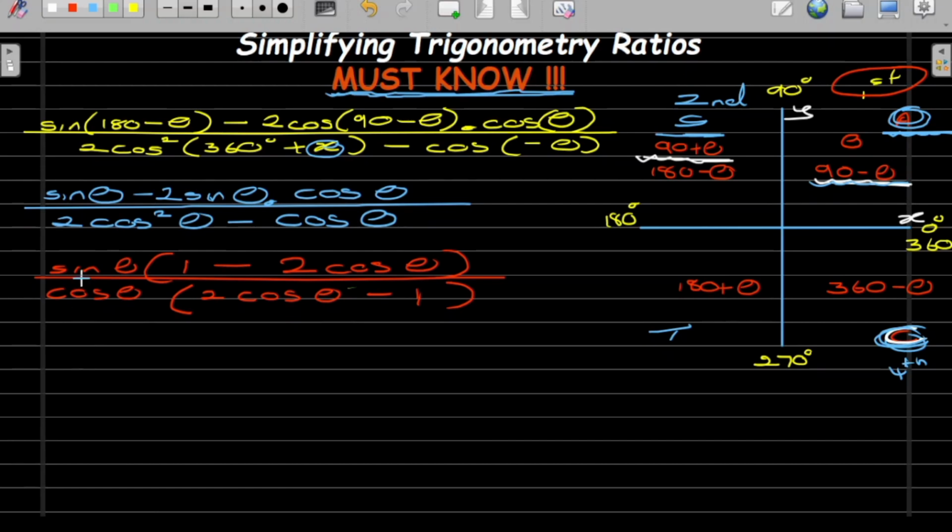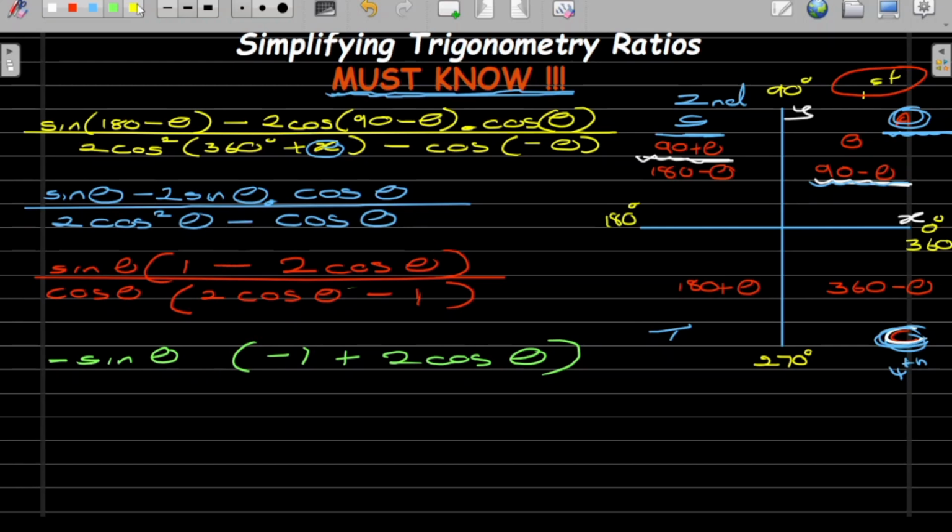So let me rewrite. I'm going to take it from the top. Let me take out a negative from the top. So when I do that, I'm going to have sine theta times, taking out a negative now, negative 1. So this becomes a negative 1, and then this would become positive 2 cos theta. Now to rewrite it, this will come out and it will be over here. This will be minus.